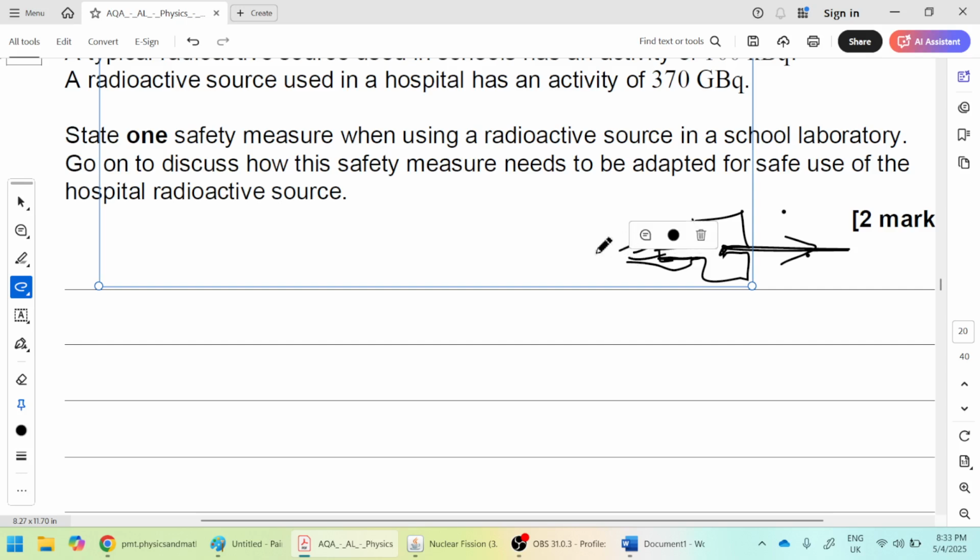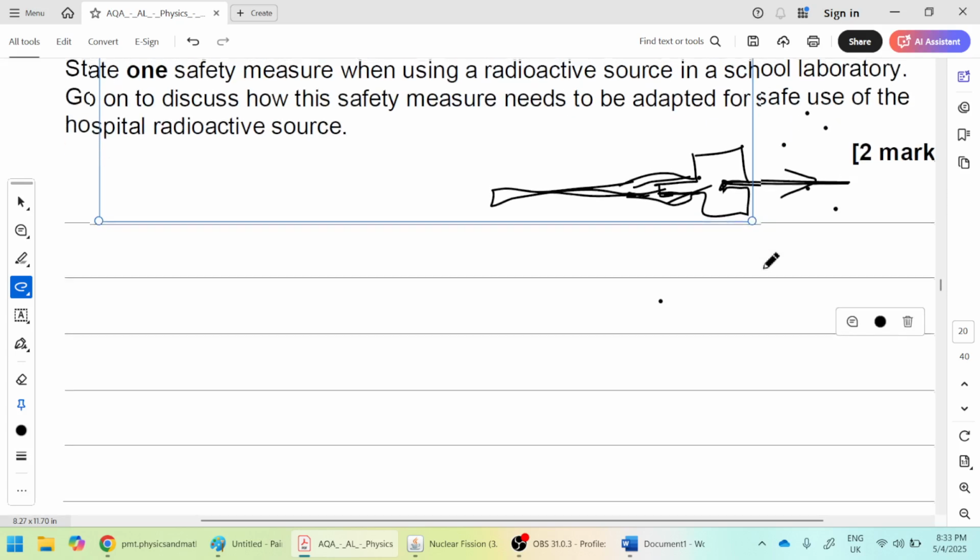I'm not sure why. Maybe there's a slight risk of some low energy radioactive particles coming out on this side. Maybe that's why they use tongs. But in GCSE, what we learn is we use tongs, hold it away from people. What else? Yeah, that's normally it.